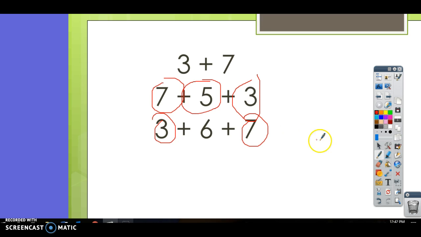So teaching your child to mentally think about how to do groups of 10 and put things in tens can be a math strategy that they can use to help them get the answer more quickly.